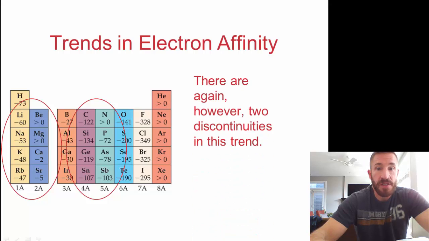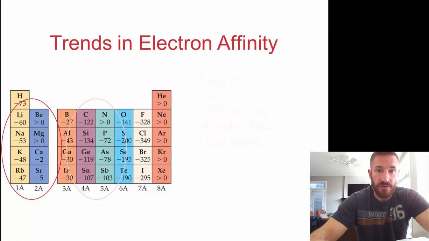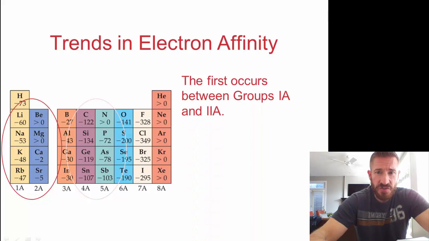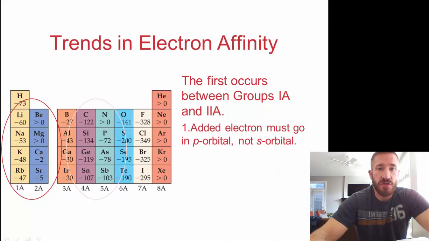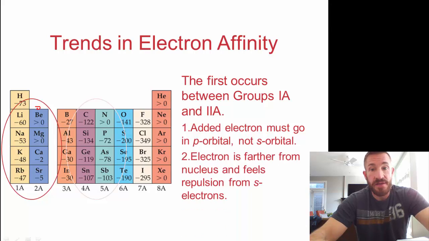The first one is between beryllium and the group before it, and you'll see that there. So the first one is between group 1A and 2A. And the reason it is much lower is because when you're adding an electron to beryllium, you're actually going to be adding that electron in a 2p orbital, not a 2s. And the 2p is actually further away from the nucleus, and it feels a little bit of repulsion from the 2s. So similar to what we talked about with ionization energy.